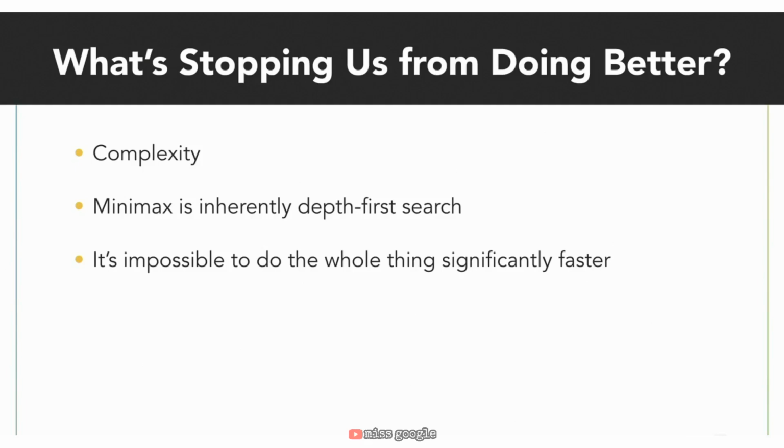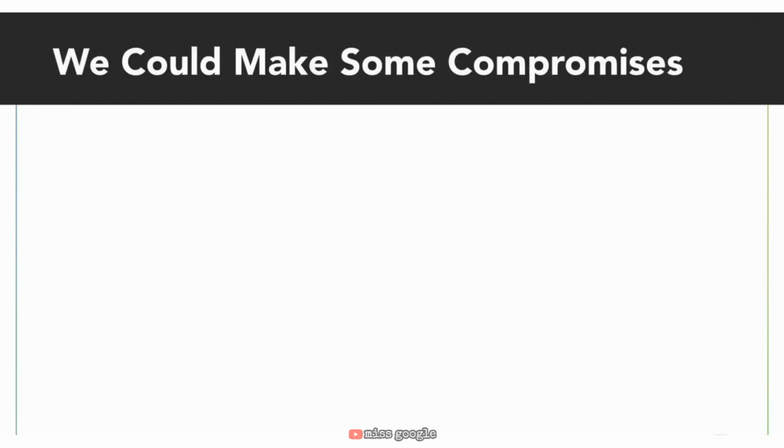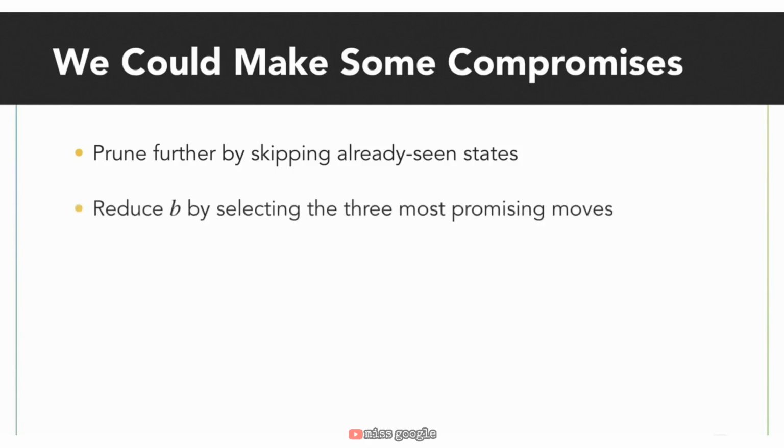This has been the key enabler to useful AI we are using today, like traffic apps or self-driving cars. A solution produced in a short amount of time doesn't have to be bad. So with this in mind, we could make some compromises. For example, we could prune further by identifying and skipping states that we've already seen. We could even push this to identifying rotations and reflections of already seen states. We could also reduce B, the branching factor, by selecting the, say, 3 most promising moves, while leaving unproductive or self-harming moves unchecked. And we could reduce M, the maximum depth of the tree, by stopping early at some level X of our choice.